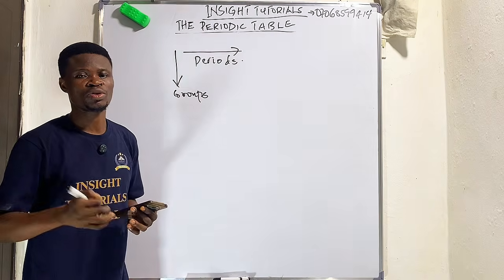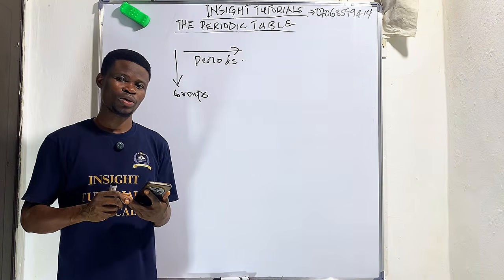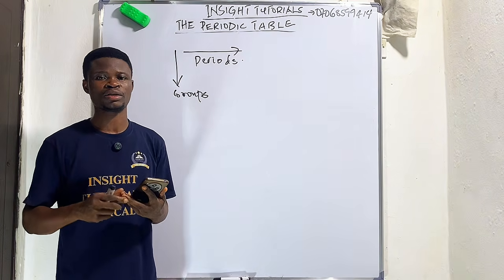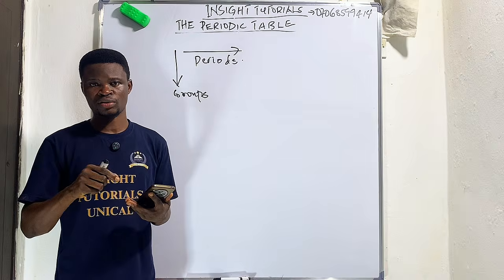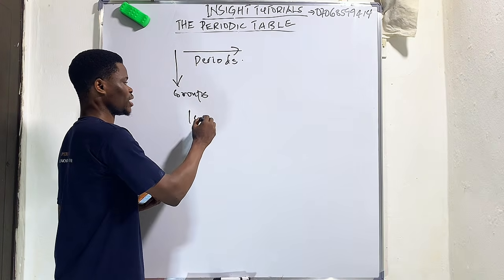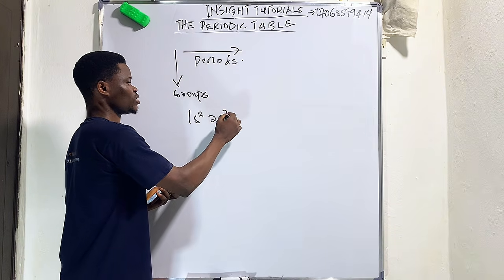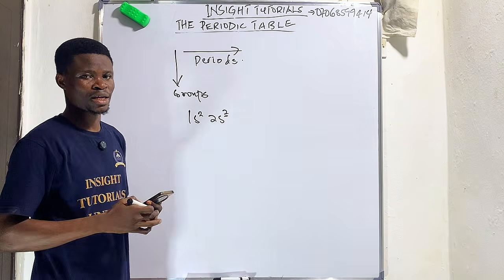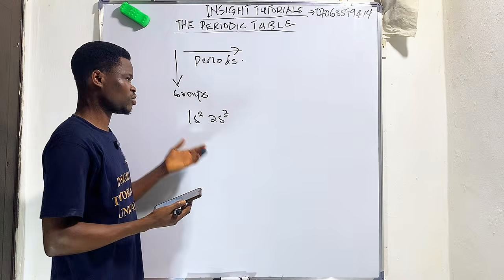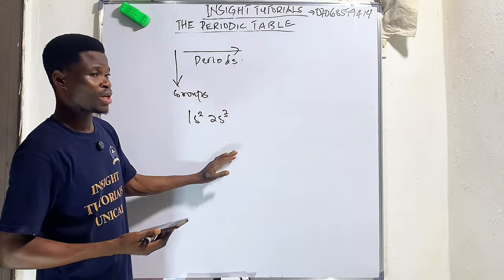Also, there's something you need to be very familiar with: the block that an element belongs to is determined by the subshell in which its last electron enters. That's to say that if I have something like 1s2 and 2s2, this is the last electron of this particular element in terms of its configuration. So that's how I determine the block.